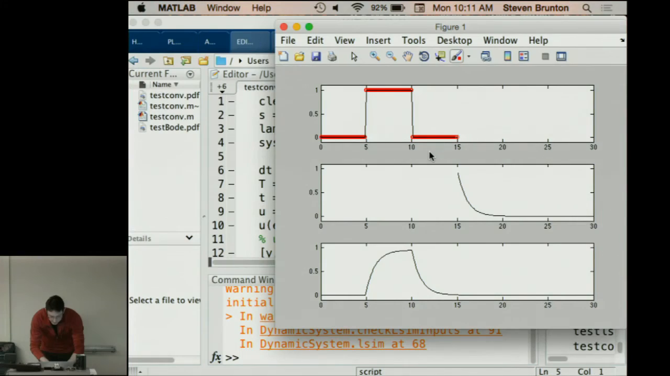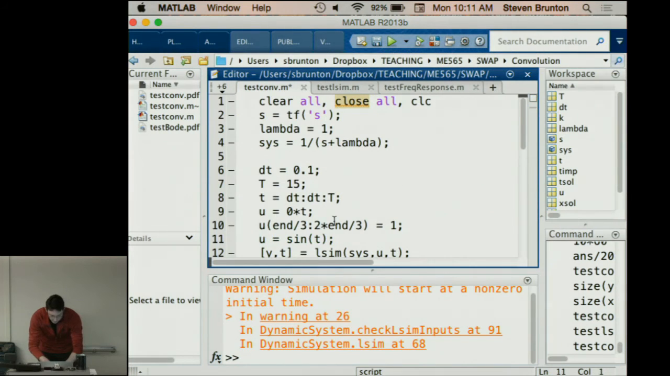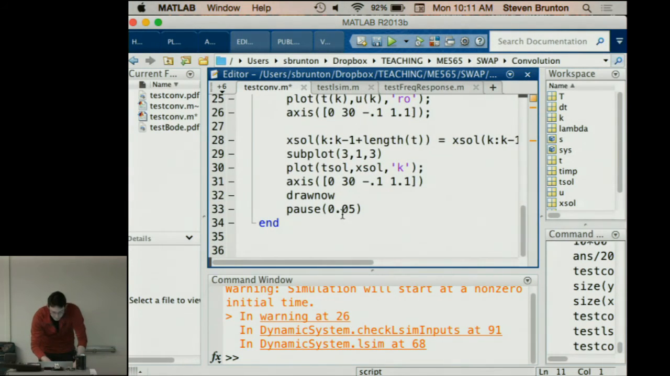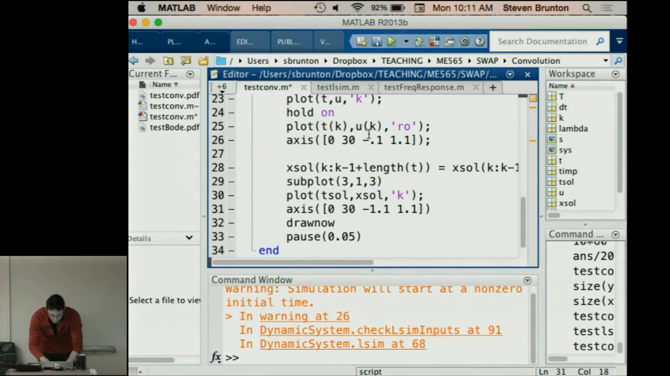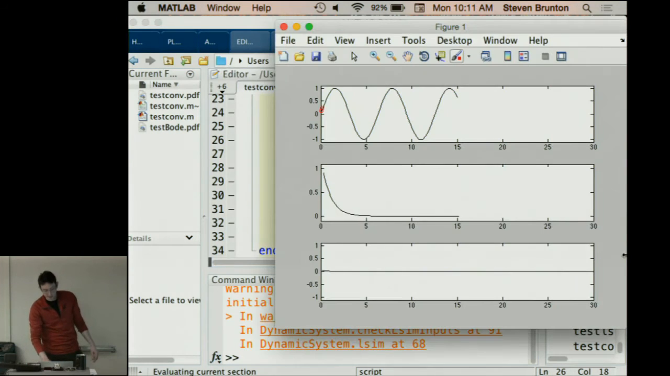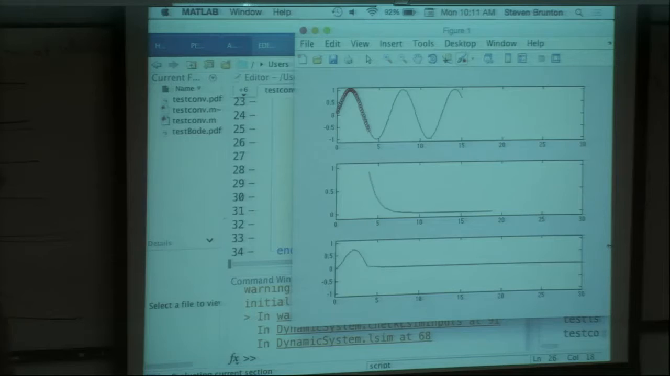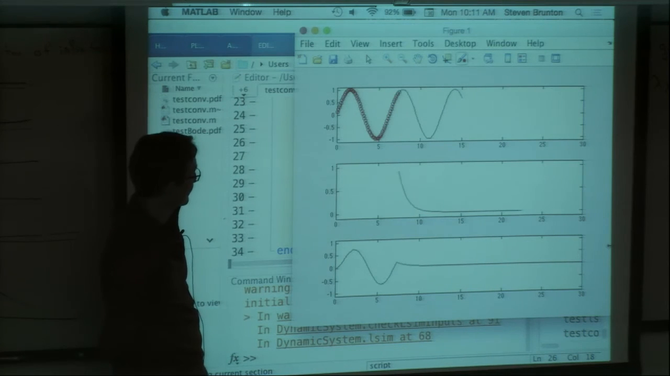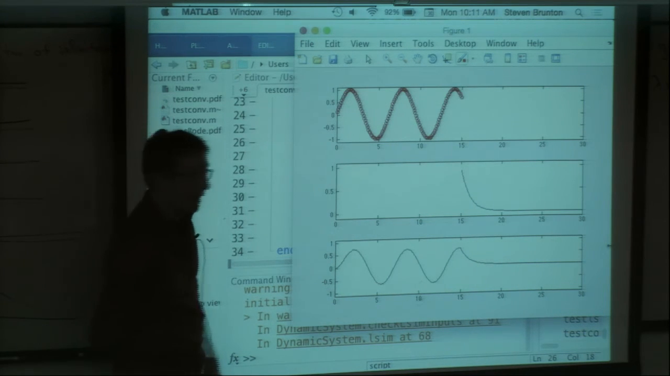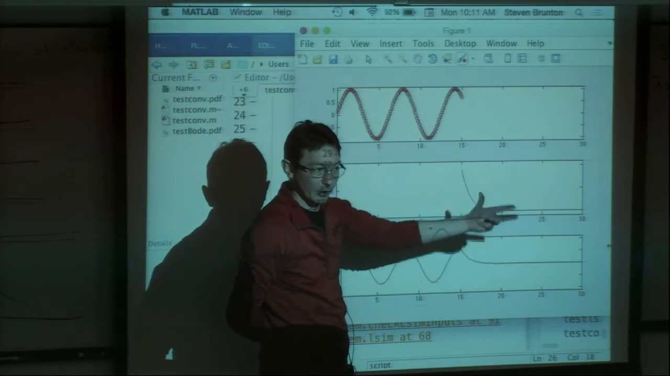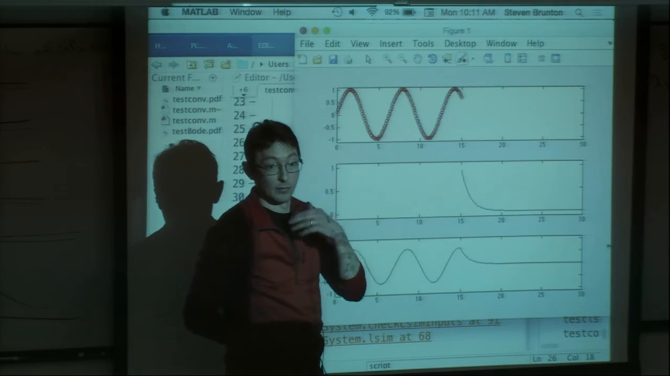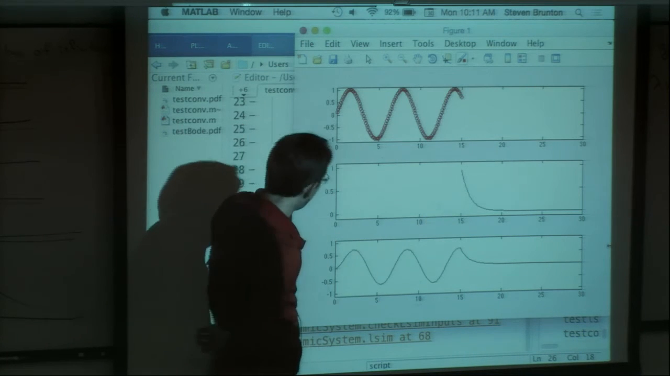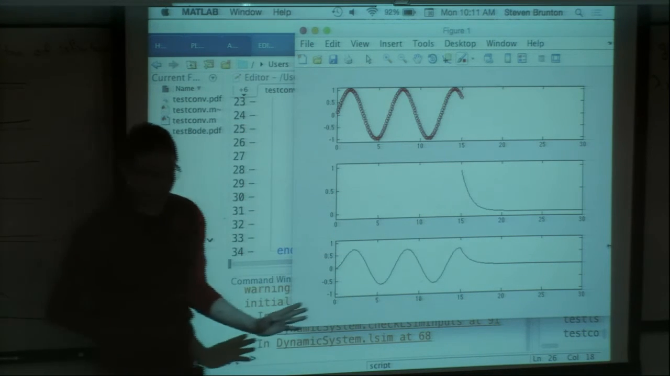I can give it other inputs. It doesn't have to be a square wave. It can be a sine wave. Let's say that this is from minus 1.1 to that. So now my input is a sine wave. Okay. And notice that the output is a sine wave, right? We know that the input and the output of a linear system is going to be a sine wave to an input sine wave. But the magnitude and the phase are slightly different. We can get those from the frequency response.